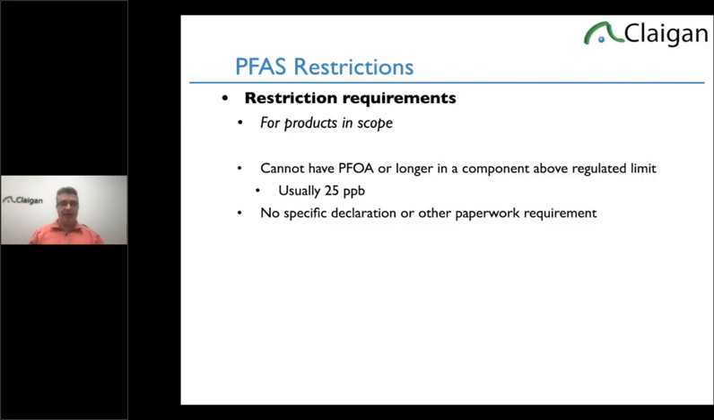Restriction, a little bit different. You can't have PFOA or longer in a component above the regulated limit, usually 25 parts per billion. In Europe, if it's 1 ppm like Canada, that's not going to be a problem. PFOA won't be in physical products. Might be in cosmetics, but won't be in physical products above 1 ppm. 25 parts per billion, yes. Your average PFOA concentration is a couple hundred parts per billion.